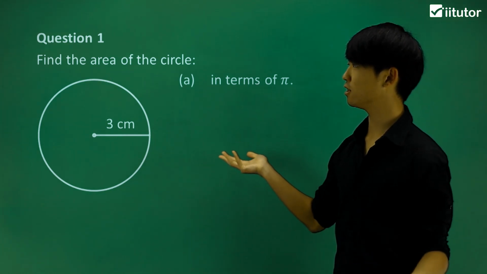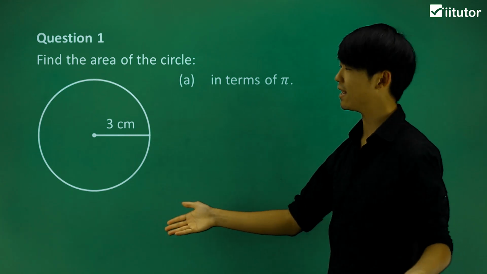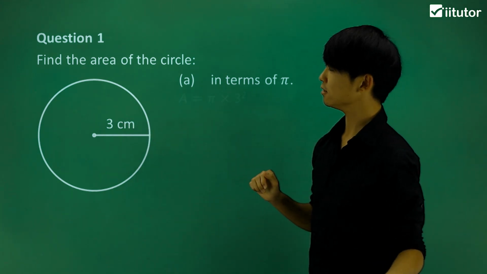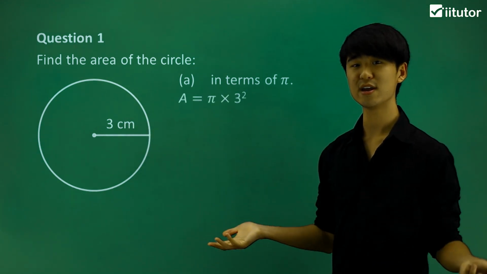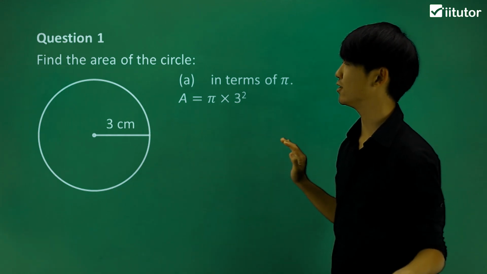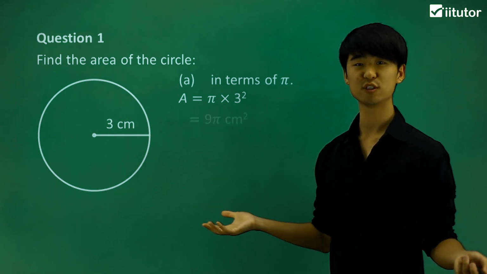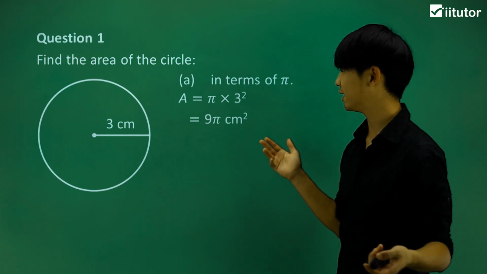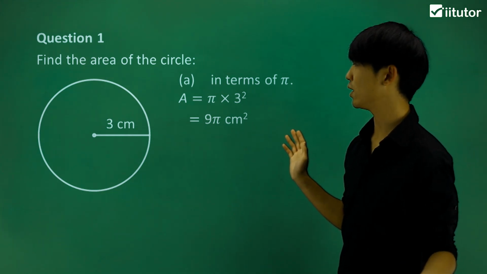We know that the area of a circle is pi r squared, and the radius being 3, we can write the area as pi multiplied by 3 squared. Or, more simply, we can write 9 pi centimeters squared.